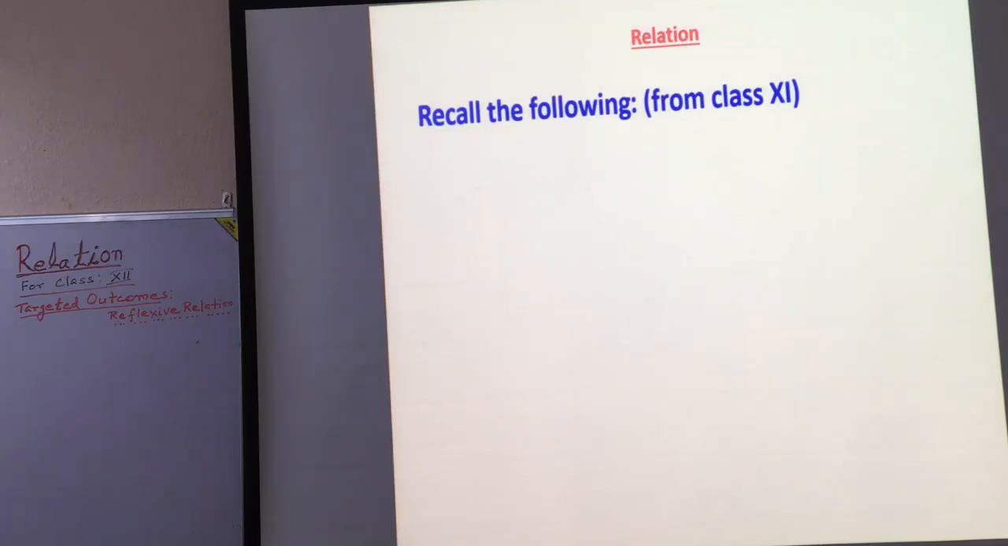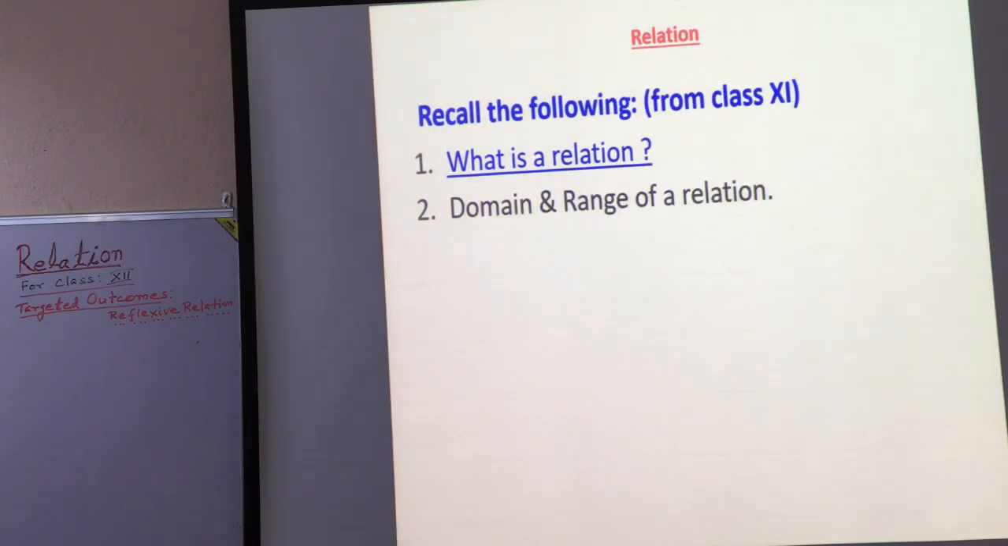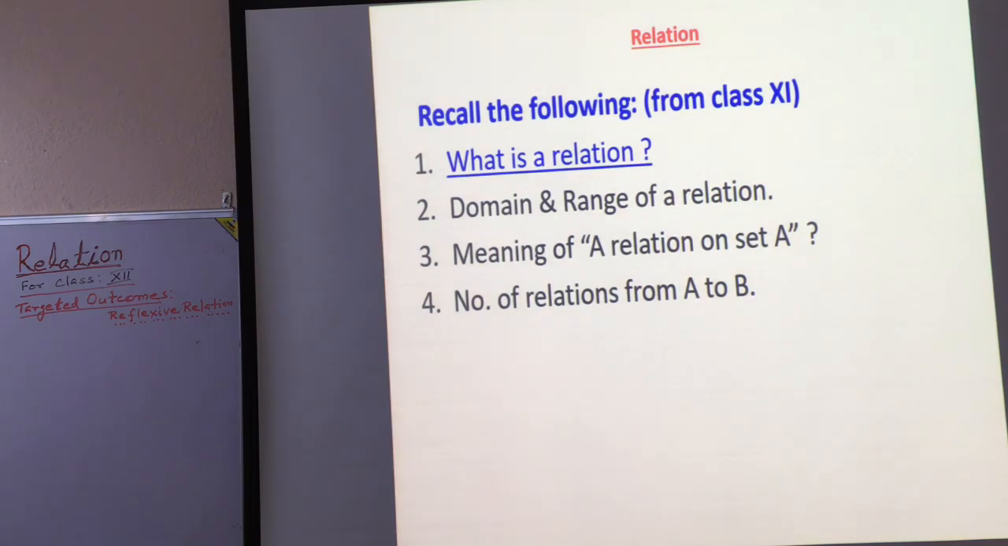Firstly, we recall relation, what we have learned in class 11th. We have learned what is a relation, its domain and range, meaning of a relation on a set, number of relations from A to B, number of relations on A. First, we recall what is a relation.